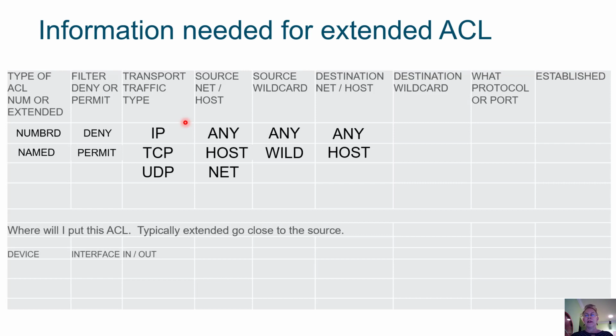Let's say I set up an HTTP server and I want to be able to filter based on that host's IP address of that web server. Or I could use the entire network. For the destination, I could use any or the wildcard mask.